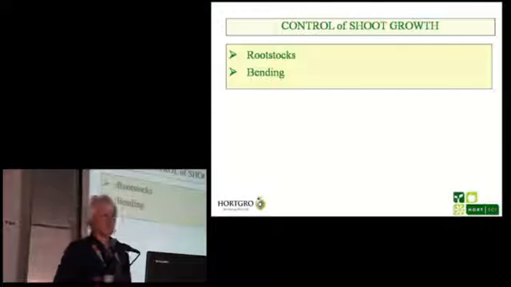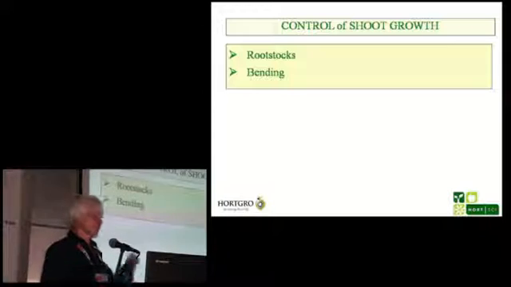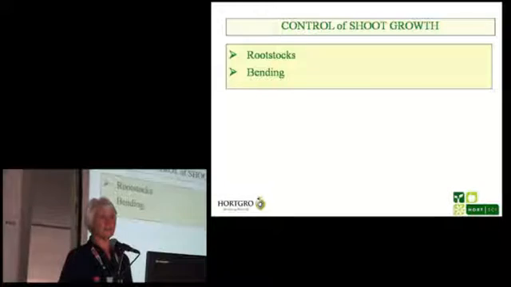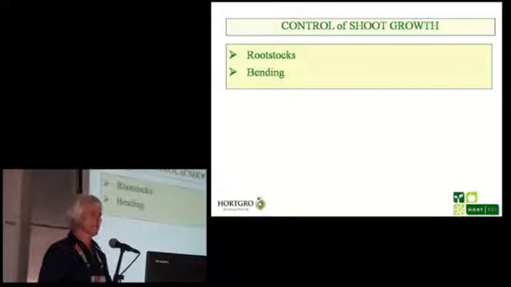Okay, so how do we control shoot growth? I'm just very briefly going to look at this because of the lack of time, but we can use rootstocks. We know that we've got more dwarfing rootstocks available that will lead to less strong root growth, M9 for instance. We can use bending to change the dominant position of the individual leaves or leaf buds.